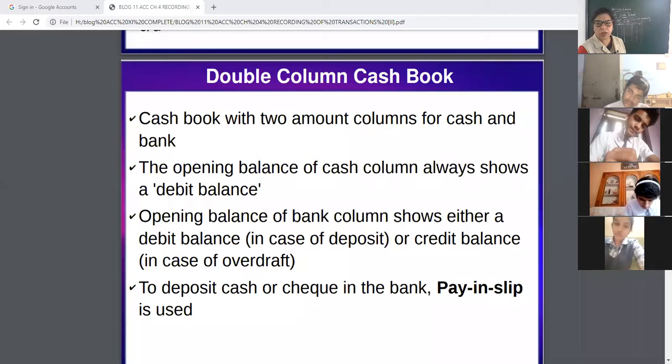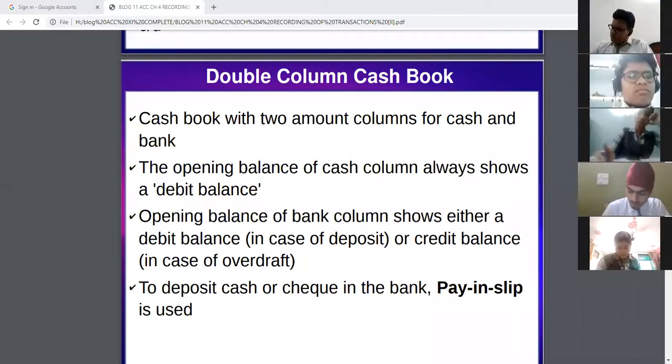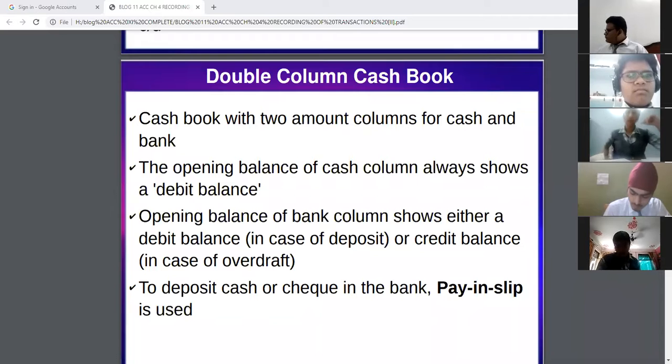Cash column always has a debit balance, while bank column may have debit or credit. Debit if there are deposits, credit if there are overdrafts, negative balance we can say.